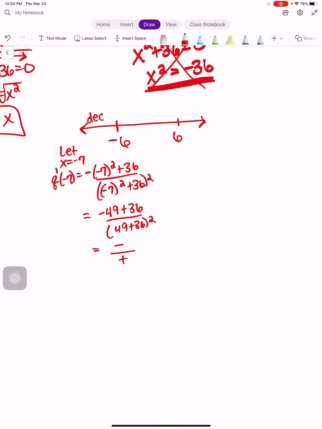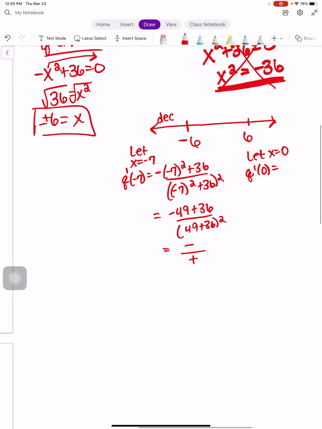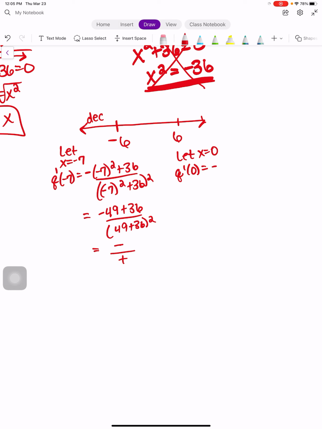I can pick a number between negative 6 and 6. And there I could choose to let my x be equal to 0. Then I would substitute 0 into my first derivative. That would give me the opposite of 0 squared plus 36 divided by 0 squared plus 36 all squared. And again, all I'm interested in here is the sign of the number. So on top, I really just have positive 36. And in the denominator, I have a positive 36 squared. So that's positive divided by positive.